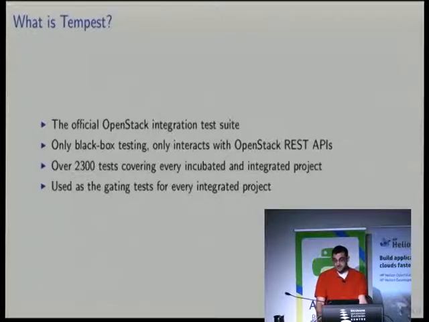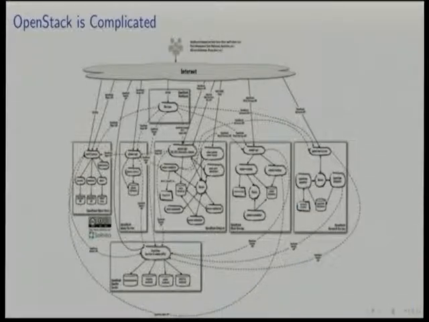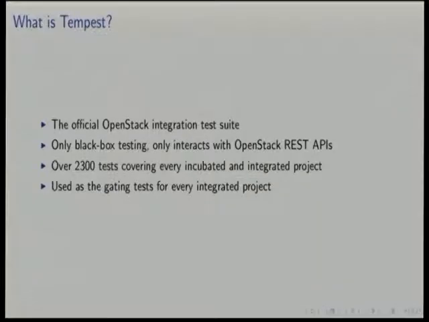Tempest was designed to be the official OpenStack integration test suite. It only deals with black box testing through the OpenStack REST APIs. That's by design, because if you remember the diagram, actually, go back to that, the dashed lines are REST APIs and everything else is internal communication. So we only deal with the dashed lines there from the external perspective. If we started worrying about the internal details, things would get far too complicated and it would be almost impossible to verify.